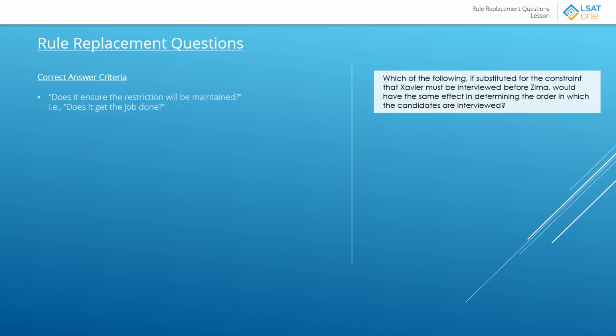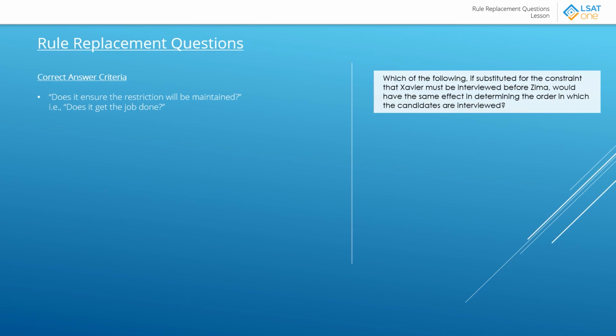When the question, for example, asks you what would have the same effect as "X must be interviewed before Z," you want to make sure that the right answer choice will actually ensure that X is going to go before Z. That said, it's worth noting that that's only half of it, and not every answer choice that would ensure that restriction would necessarily be correct. Because in order to have the same impact on the game, you want to make sure that the answer choice you're looking at doesn't go too far, that it doesn't restrict the game beyond what you already have.